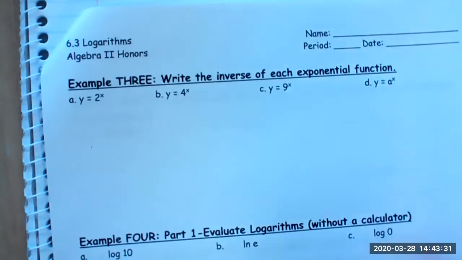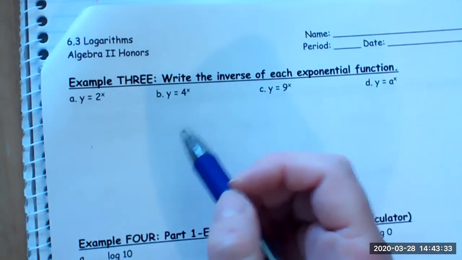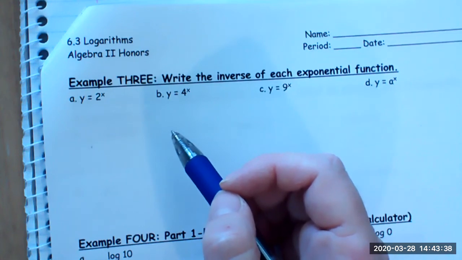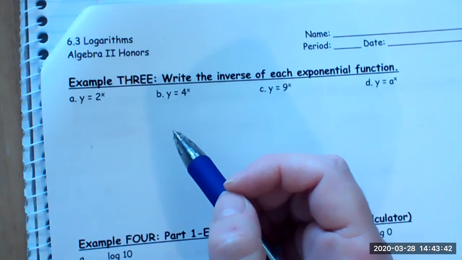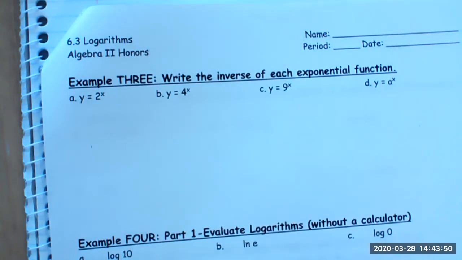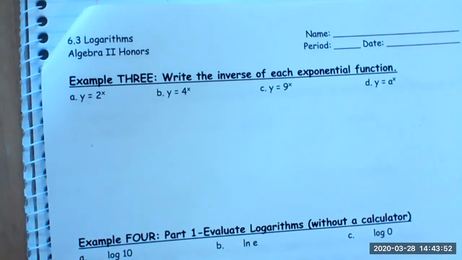Okay. All right, so let's continue. Some of you may have already done numbers 1 to 16 now. Let's look at the fact that an exponential function is the inverse of a logarithmic function. So what we're going to do is write the inverse of each exponential function, which basically means we're going to change these equations to logarithmic form.